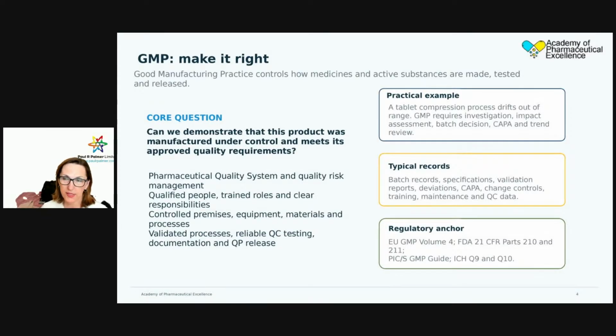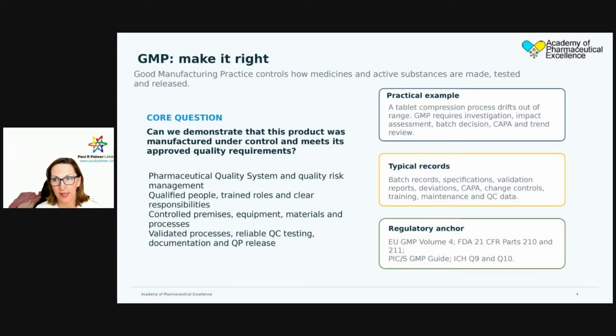Typical GMP evidence includes batch manufacturing records, specifications, analytical results, your validation reports, change control, training files, QP release documentation, just to mention a few. And the main regulatory anchors include your EU GMP Volume 4, FDA 21 CFR Parts 210 and 211, your PIC/S GMP guides, and ICH guidances on quality risk management and pharmaceutical quality system, ICH Q9 and Q10 respectively.